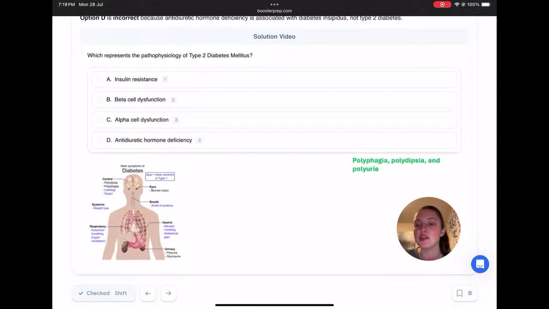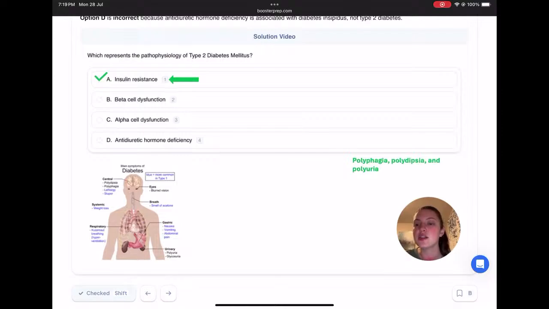But what is the pathophysiology, or what causes type 2 diabetes? Type 2 diabetes is not an autoimmune disease like type 1 diabetes, and is either the result of insulin resistance or decreased insulin secretion. The target tissues may not be responding to the produced insulin, or the pancreas may not be producing enough insulin for their body to function. And because of that, we know that the correct answer choice here is A, insulin resistance. This resistance is the hallmark of this condition.